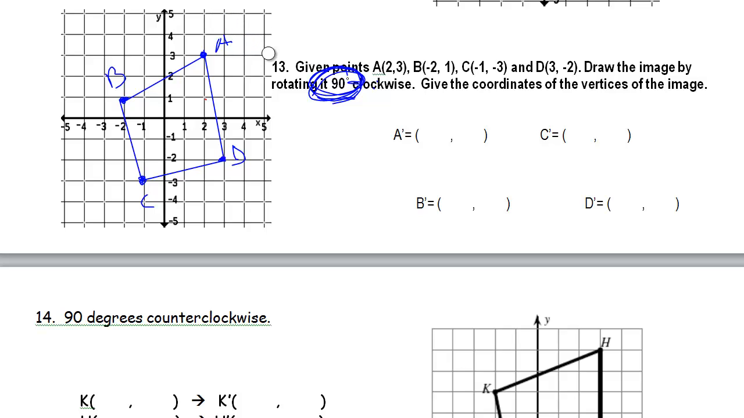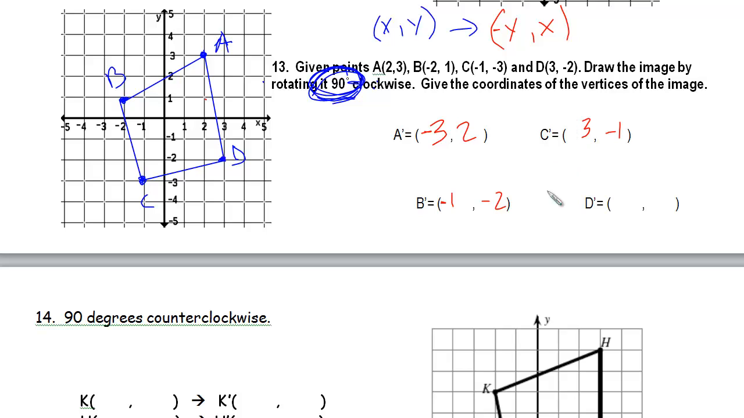read the new coordinates. Or from my notes, I know that a 90-degree rotation is going to take my XY coordinate and change it. I'm going to flip these, make it a YX, and this is going to become the opposite sign. So if I take all these coordinates, 2, 3, I'm going to flip them, so that's 3, 2, and then change the sign of the leader. B, I'm going to flip them, so that's 1, -2, and change the sign of the leader. C prime, flip, -3, -1, and then I change the sign.